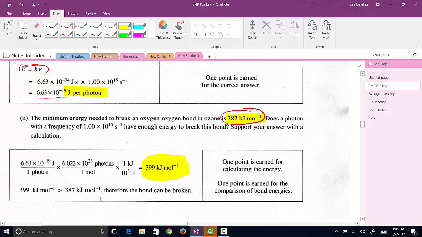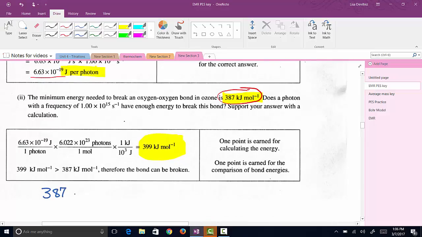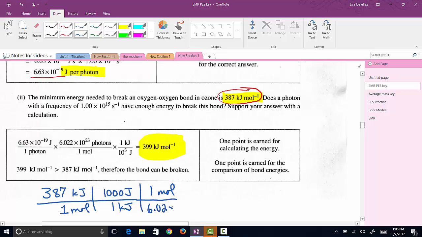Now, the other way you could have done it, and some of you did it that way, is if you took and converted, let's do it in a different color, the 387 kilojoules per mole. If you went that way, then 1 kilojoule is 1,000 joules, and 1 mole is 6.02 times 10 to the 23rd photons. So if you did that, 387 times 1,000, divided by 6.02 times 10 to the 23rd.